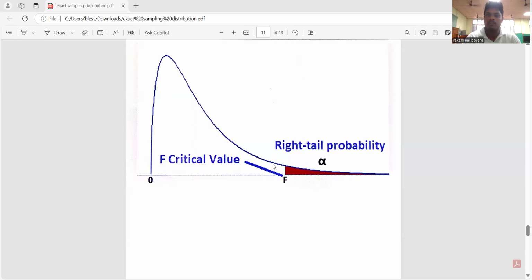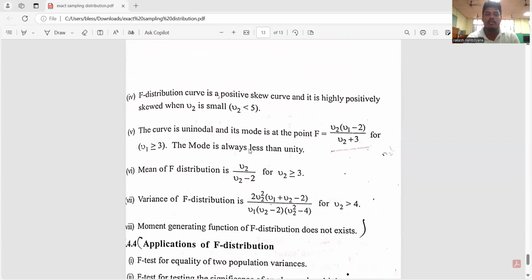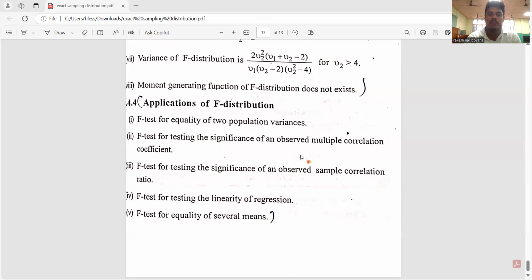For example, the graph follows left-hand side to right-hand side, so automatically it will be converted into skewness. And also the important point is that the moment generating function does not exist for the F distribution. Now, the applications of the F distribution.